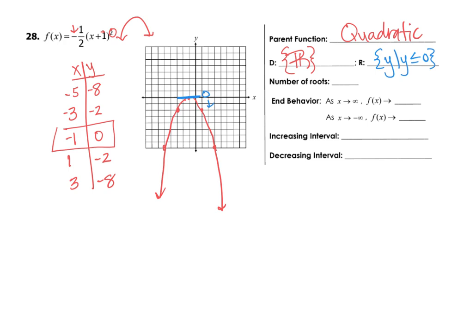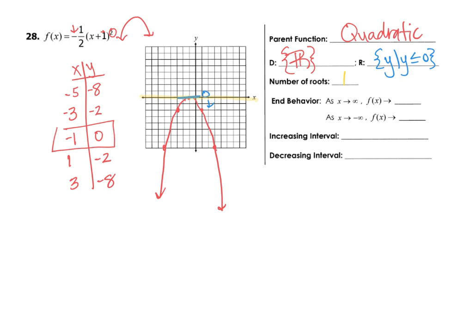Now, how many roots do we have here? This one's a little bit different. As we're moving across the x-axis, notice we don't ever cross through 2 points. But my vertex is resting on the x-axis. So this is how we get 1 root. Our vertex is sitting on the x-axis.